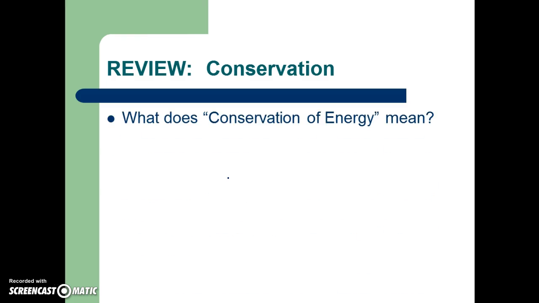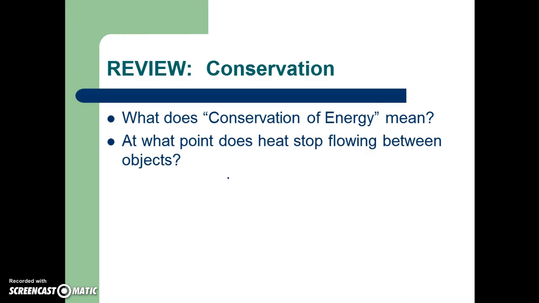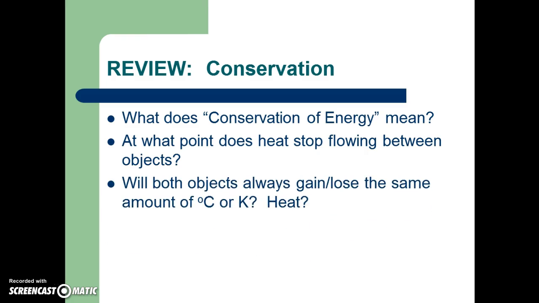We know that energy is not created or destroyed, but it's conserved, so it's going to change form. The question says, at what point does heat stop flowing between two objects? It's going to stop flowing when there's no more difference in energy, when they are equal. If we're talking about heat, they're at thermal equilibrium because they are both at the same temperature. The next question asks, will both objects always gain or lose the same amount of Celsius or Kelvin or heat? That all depends on the object. It depends on their specific heat. Some objects lose energy real easily and some objects don't.